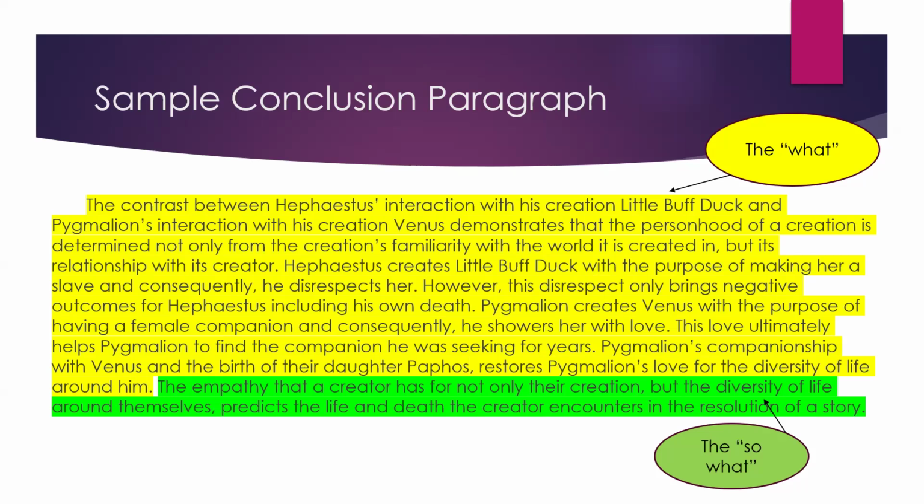So this is my thesis statement, and what I'm arguing here is that if a creator treats their creation well, then they end up living well by the end of the story. But if they treat their creation poorly, then like Hephaestus, they suffer tragic consequences in the end of a story.